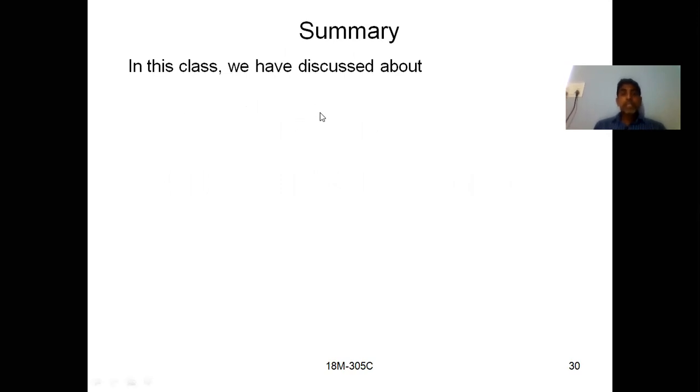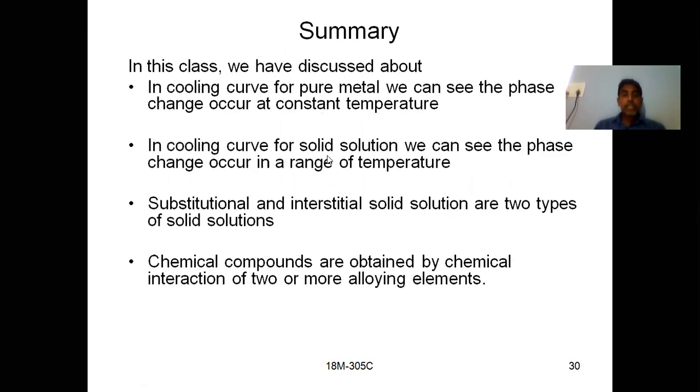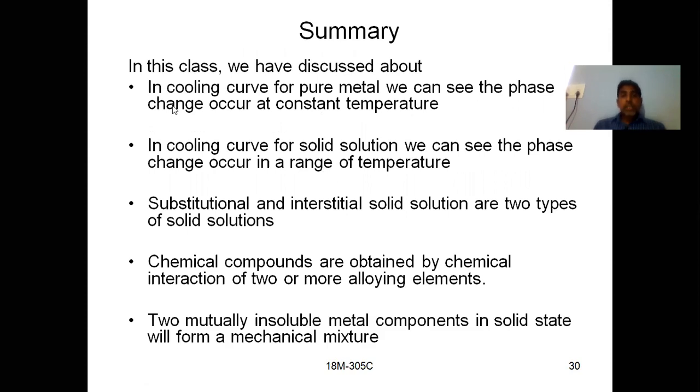So in this session, these are the things we have discussed. In a cooling curve for a pure metal, we can see the phase change occurs at a constant temperature. So you have a definite point, and at that point only the solidification occurs. It is for a pure metal, so for a pure metal you have to remember: constant temperature.